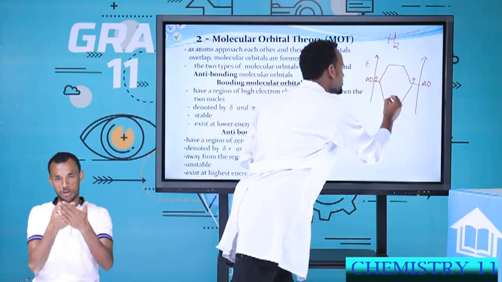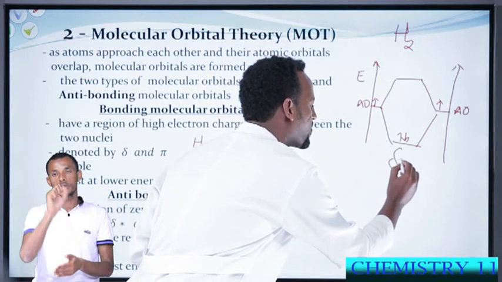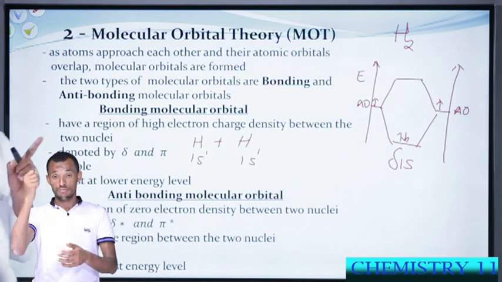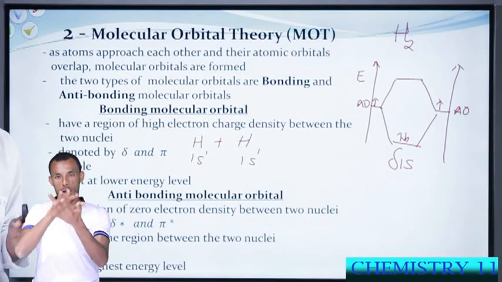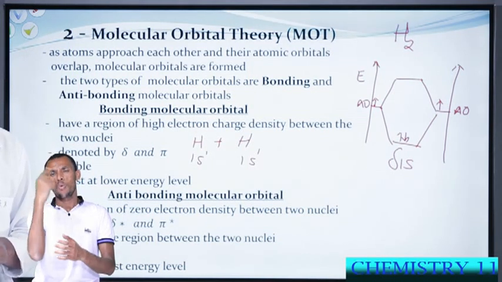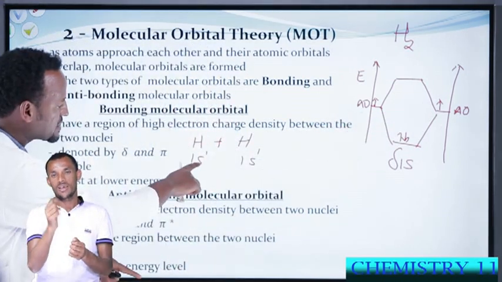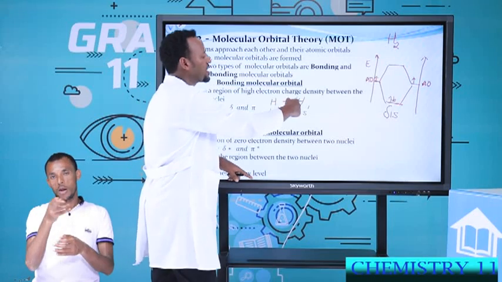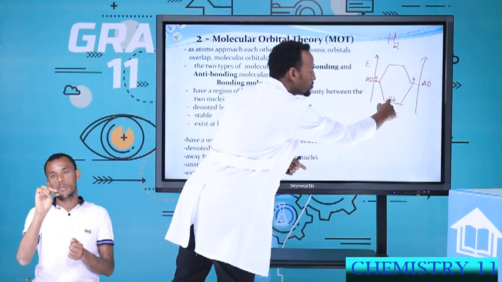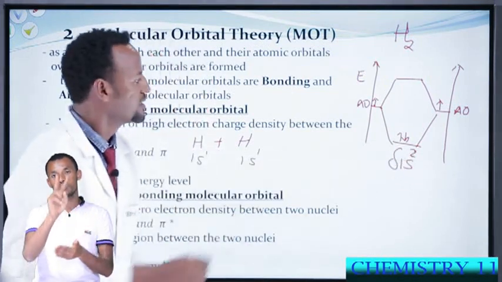Now, these two produce this one. This is sigma 1s. Remember the last time's discussion: s atomic orbital overlapping with s atomic orbital always produces sigma bonds. Therefore, s with s. Why s? Because this is the outermost shell of hydrogen, s. Another outermost shell of hydrogen is s. s with s, always a sigma bond can be formed. But how many electrons? 2. 1 is up, 2 is down.